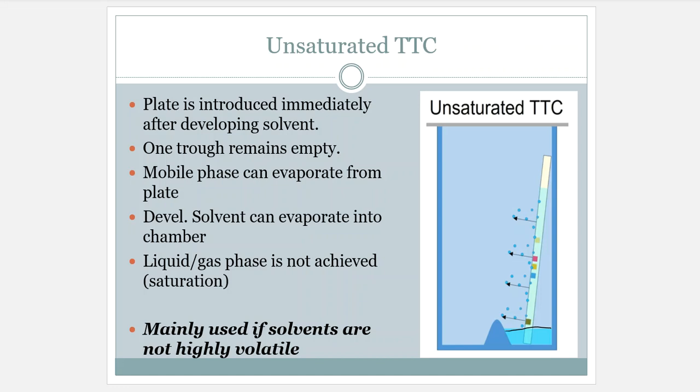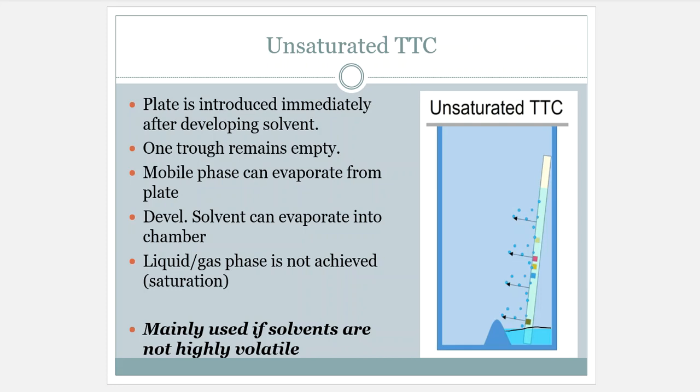So the mobile phase can still evaporate from the plate. The mobile phase can still escape. Gas phase can still get generated, but only after the plate is on there. We put a lid on it from the very get-go, and whatever happens, happens. That is the idea of an unsaturated plate.